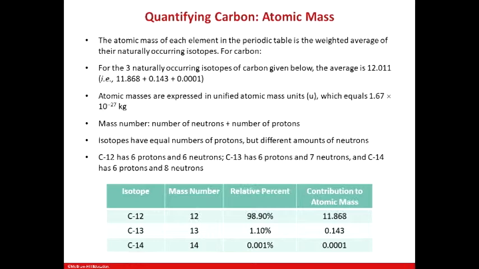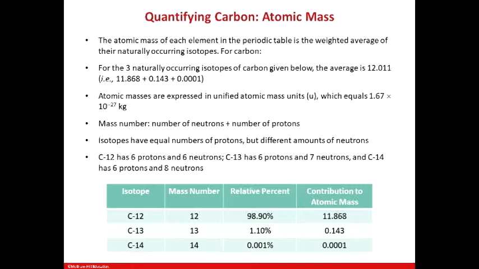Atomic masses are expressed in unified atomic mass units, and this is what it amounts to. It's really 10 to the minus 27 kgs. So it's atomic mass units, and so the mass number is the number of neutrons plus the protons, and that's what we just went over with you.